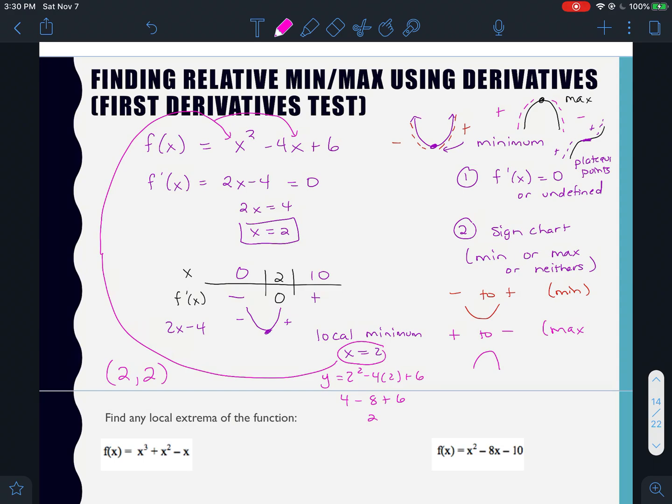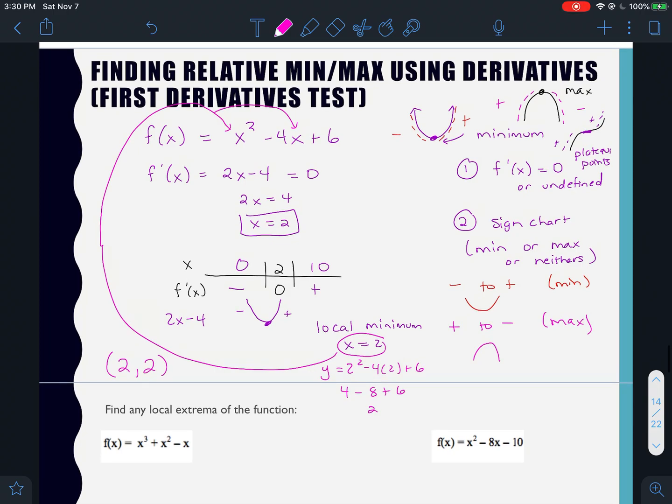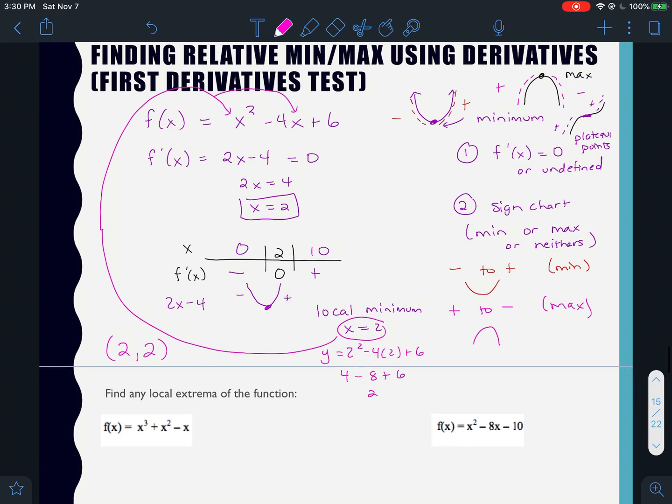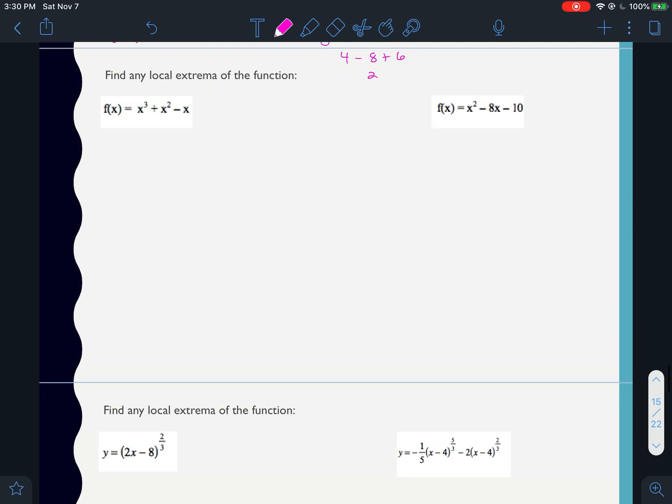So again, to find relative mins or maxes using derivatives, you find where the derivative is 0 or undefined, and then you make a sign chart. If in your sign chart the derivative changes from negative to positive, that would represent a minimum. If the derivatives change from positive to negative, that would represent a maximum value. If the sign doesn't change, then that would be a plateau point. So let's look at more examples.